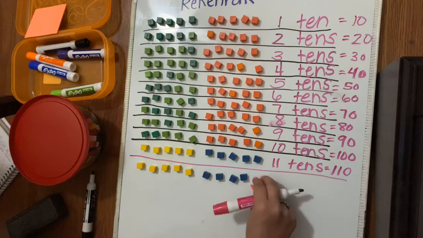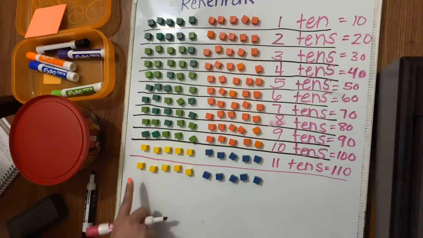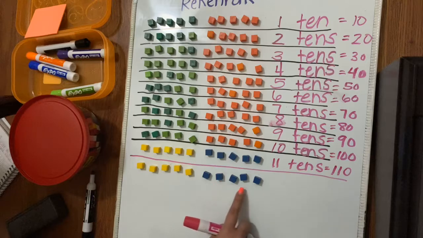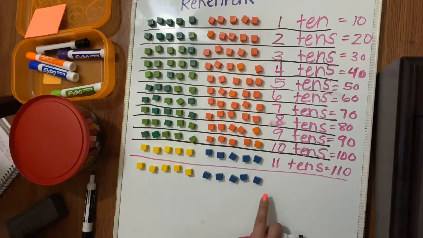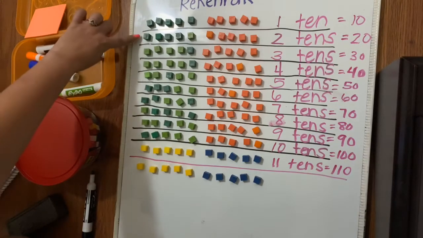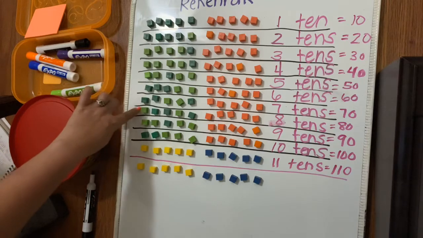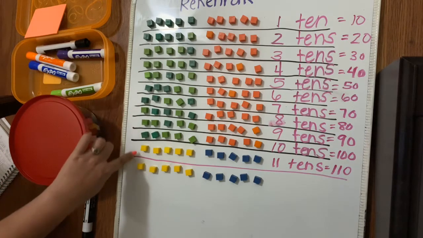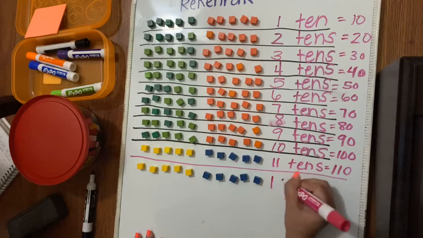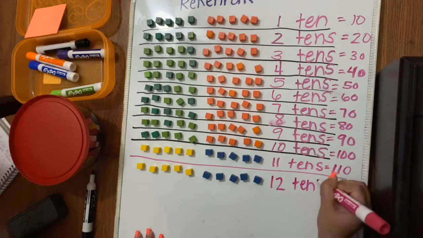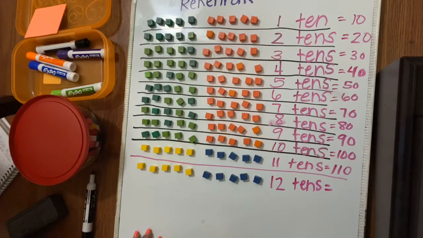Now let's see. 1, 2, 3, 4, 5, 6, 7, 8, 9, 10. So now I have how many groups of 10? Let's go back and see. 1, 2, 3, 4, 5, 6, 7, 8, 9, 10, 11, 12. I have 12 groups of 10s, which is the same as what number?